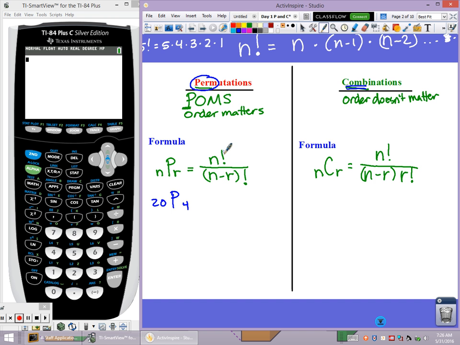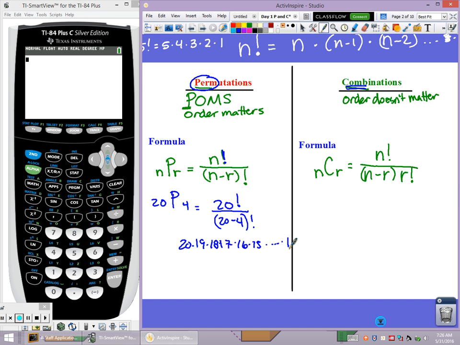So what this factorial means, this exclamation point, is actually a math symbol. So we would take 20 factorial over the quantity 20 minus 4 factorial. So we're going to go 20 factorial, which really means 20 times 19 times 18 times 17. Oh, I should have picked a smaller number. Times 16 times 15 until we get to 1.